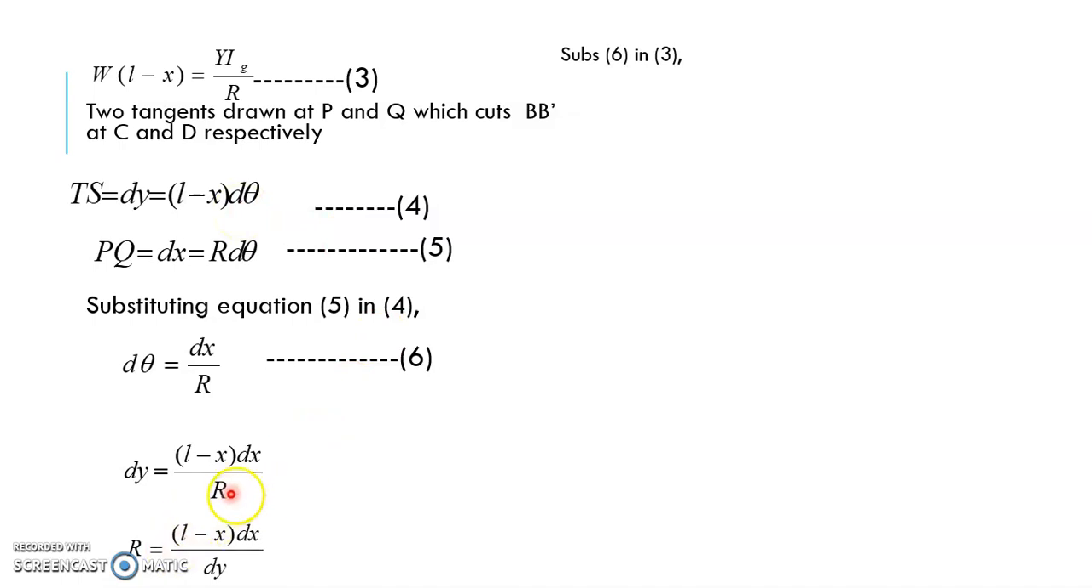From that, we cross multiply, and dy comes downwards. Therefore, r is equal to L minus x times dx by dy. Substitute R in equation 3. Therefore, W into L minus x is equal to Y Ig, substituting R equal to L minus x dx by dy, so Y Ig by L minus x dx by dy.